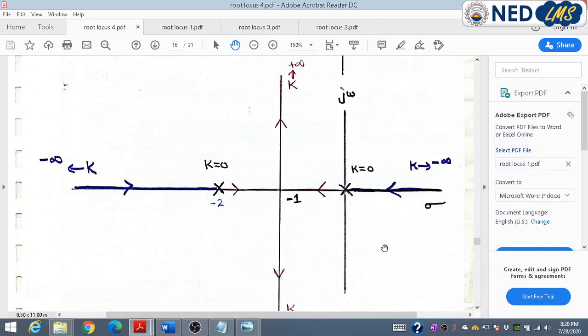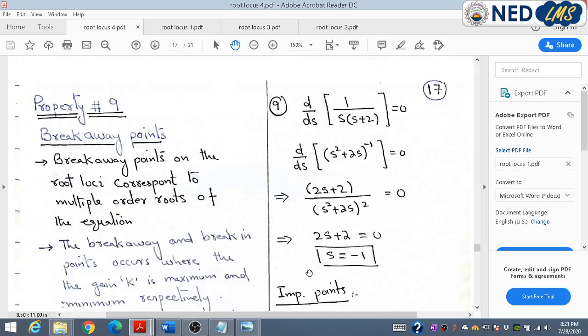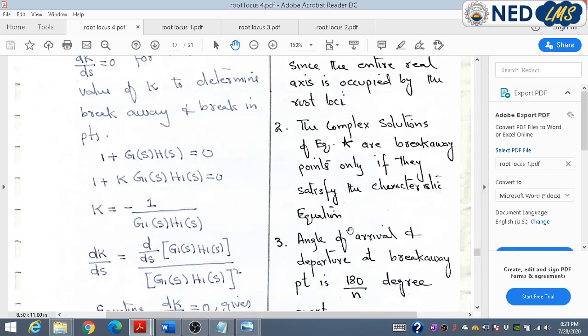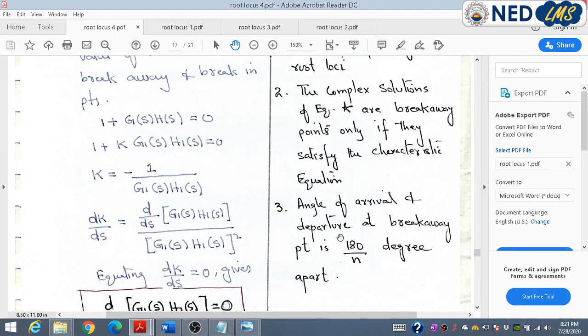The range for one branch is from minus infinity to 0, and the range for the other branch is again minus infinity to 0 and 0 to positive infinity. These two branches have a breakaway point at s equal to minus 1 that we found earlier. S equal to minus 1 is the point where these two branches meet and depart. The angle for the departure can be calculated by using this formula.